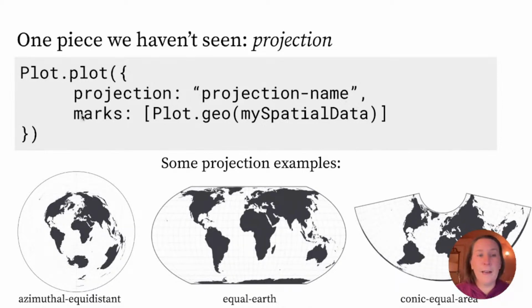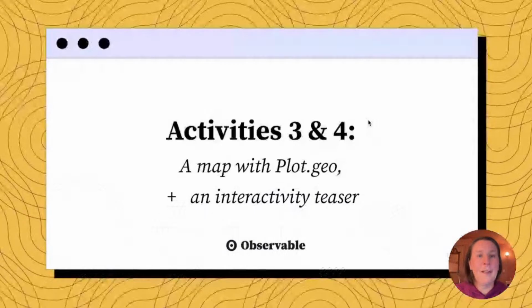And then after we do that, we are going to say what our marks are, just like we have previously. And then we will give it the information on the Plot geo mark. That's what we want to create. And then the spatial data that we're actually creating our visualization from. So this is what we're going to do in our next example. So let's hop right over to it.